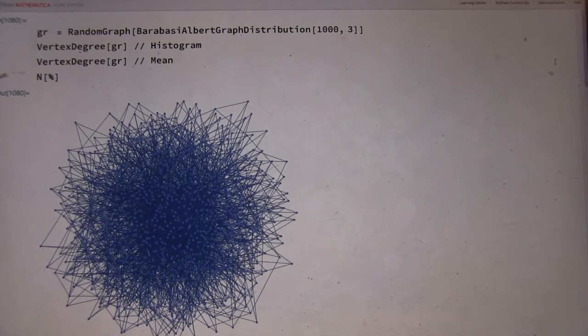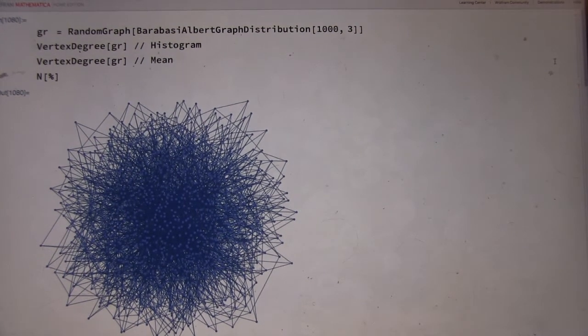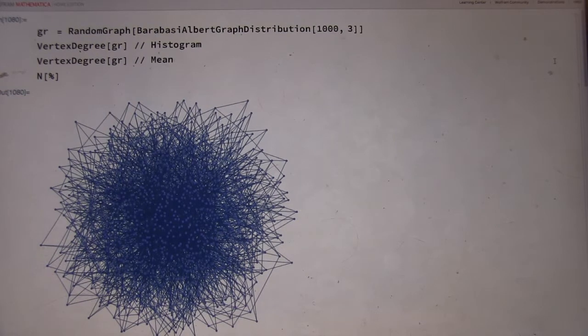Okay, so here's something called the Barabasi-Albert graph distribution, and I don't know much about this, but what do you think about this graph? What does it look like? It looks a lot like the random graph, although it looks like no people with no connections.